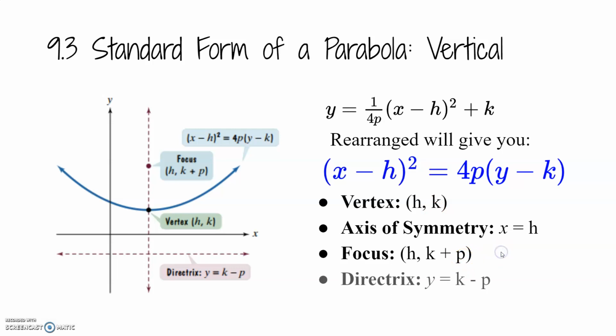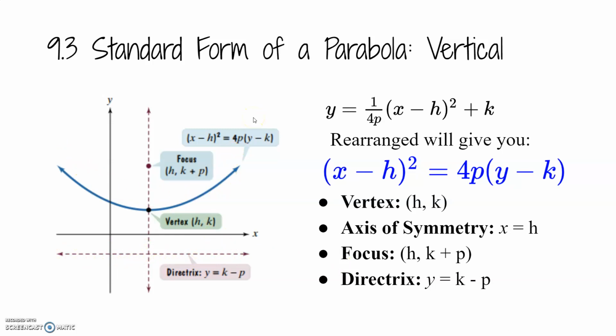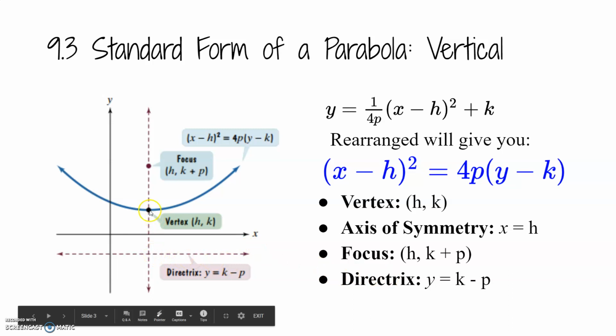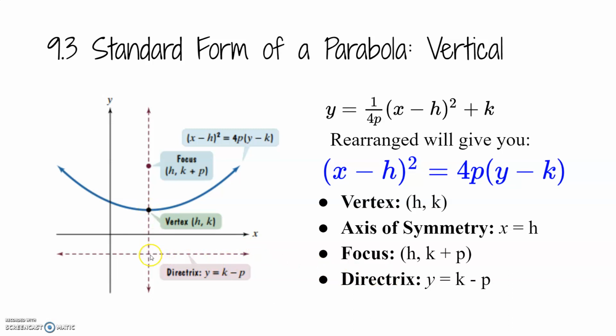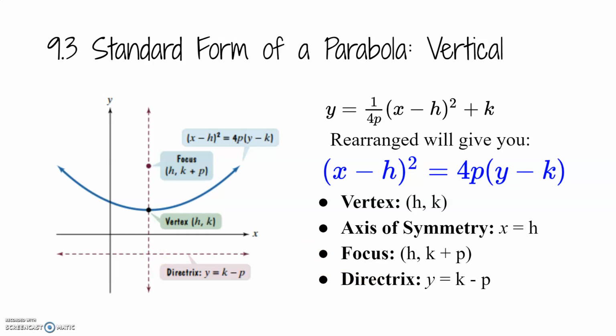Now, this next part, directrix, is the new word. We haven't seen this word yet. And again, that's the line that is part of our definition of a parabola. So if it is a vertical parabola, meaning it's opening up or opening down, the directrix is going to be a horizontal line. And again, it's p units away from the vertex. So y equal to k minus p. It's in the other direction as the focus.